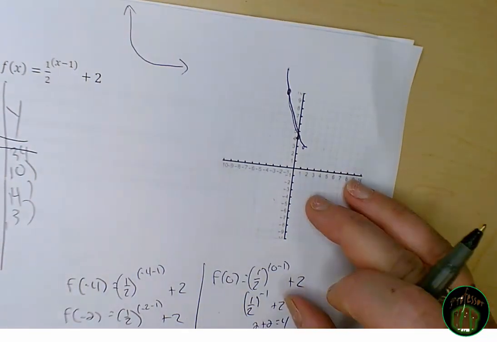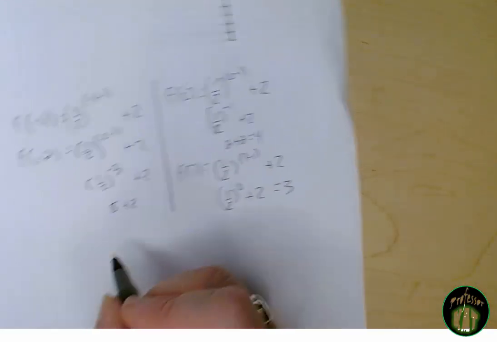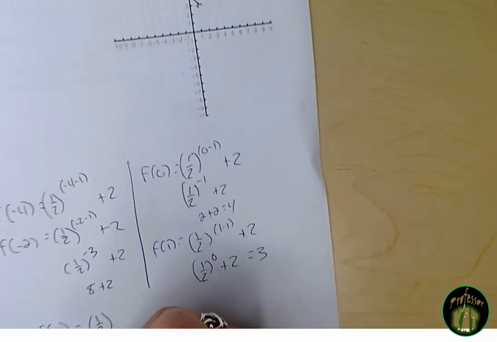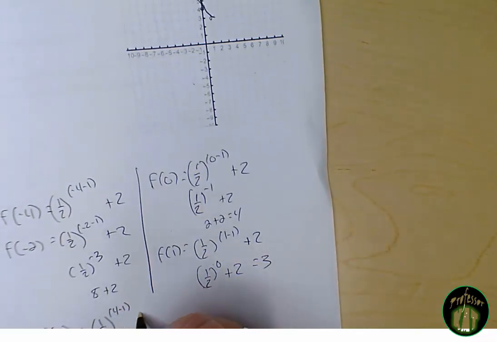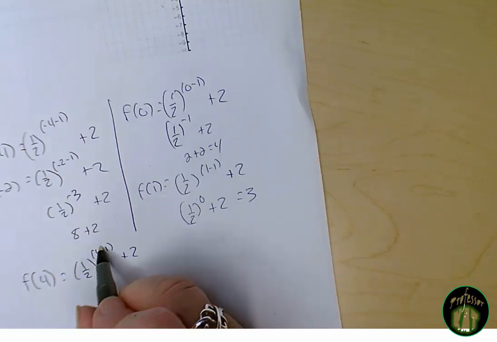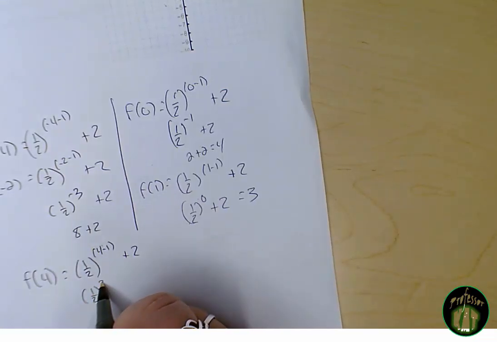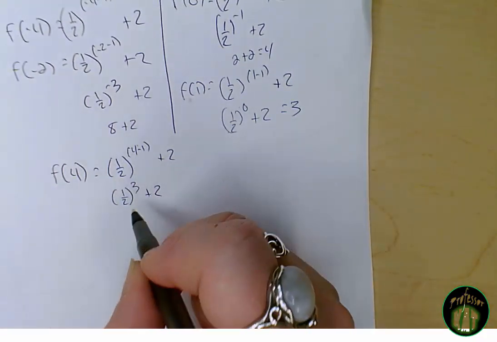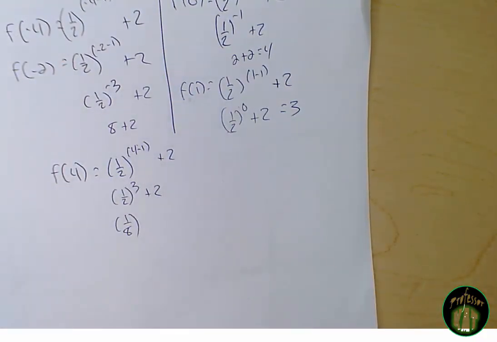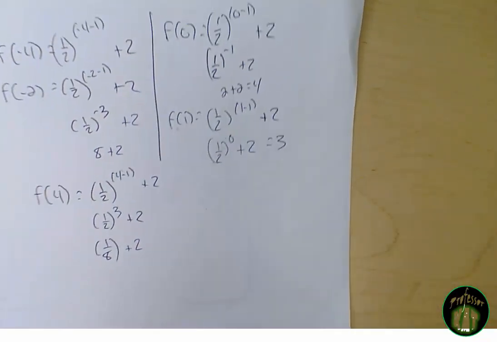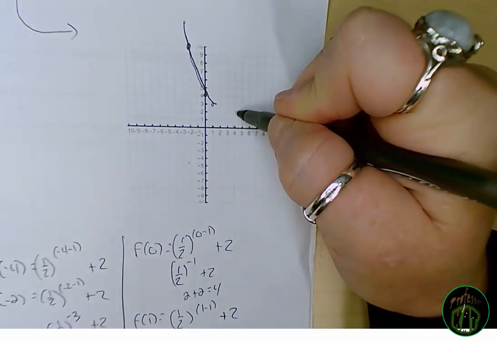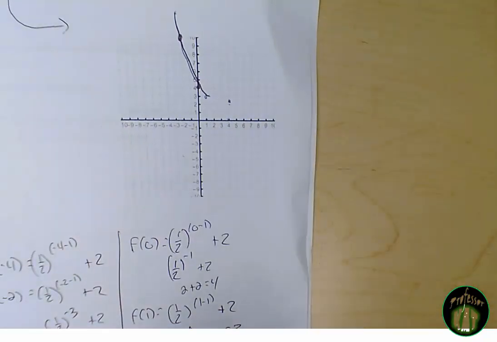Let me just maybe find one more. I'm going to go ahead and plug in a 4 to see what it's doing over here. So finding f of 4, that is (1/2) to the 4 minus 1 plus 2. Now 4 minus 1 is 3, so that's going to give us (1/2) to the 3rd power, which is actually 1/8. And 1/8 plus 2 is just about 2 and 1/8. So when I plugged in a 4, I got about 2 and 1/8, which is right about there.